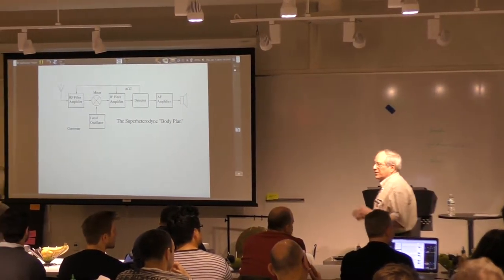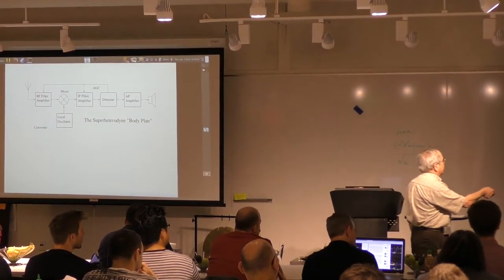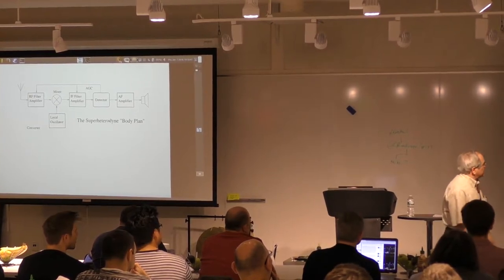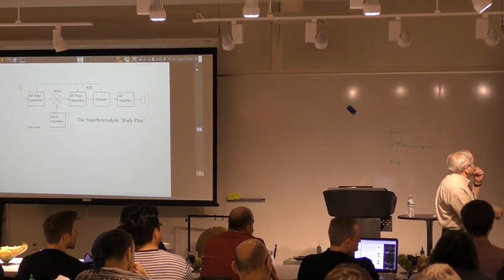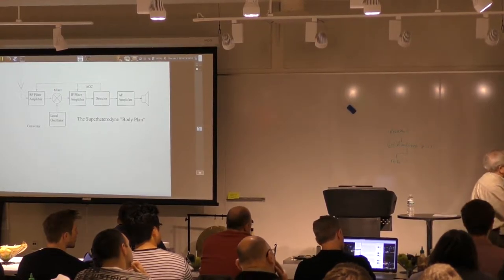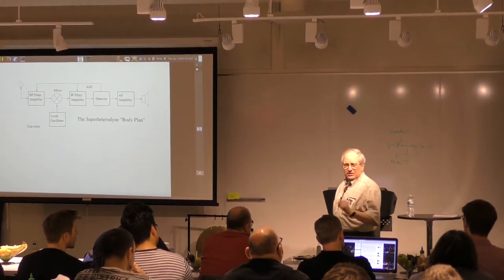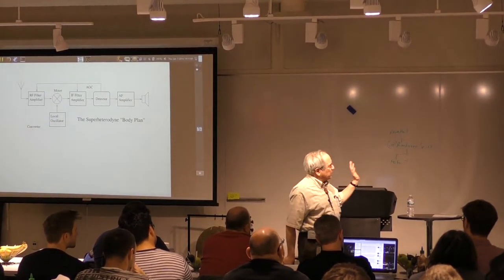It's used for audio receivers the way it's written here, because that's an audio frequency amplifier you see there, and that's a loudspeaker. But that could have been a video amplifier and a display. That could have been an FM detector rather than an AM detector. It could have been something that did something with digital. I'm not really worried about the details. The important thing is that there's a plan.